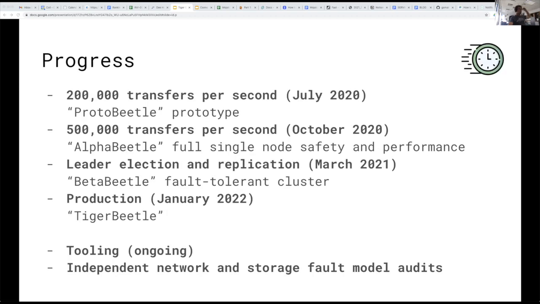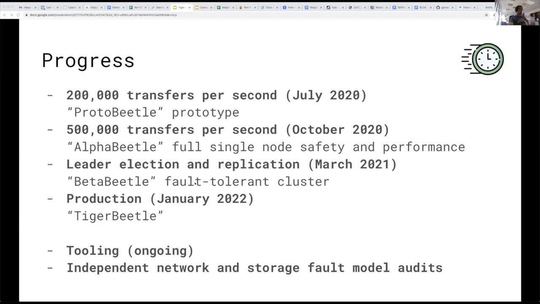Where are we at the moment? Joran is hard at work on Beta Beetle, which is basically we've taken our working Alpha Beetle and are now implementing all of the redundancy and replication logic and so on with leader election, etc. We do have a project board on the repo. If anyone wants to go and track that, see what's there, look at the code, please do.